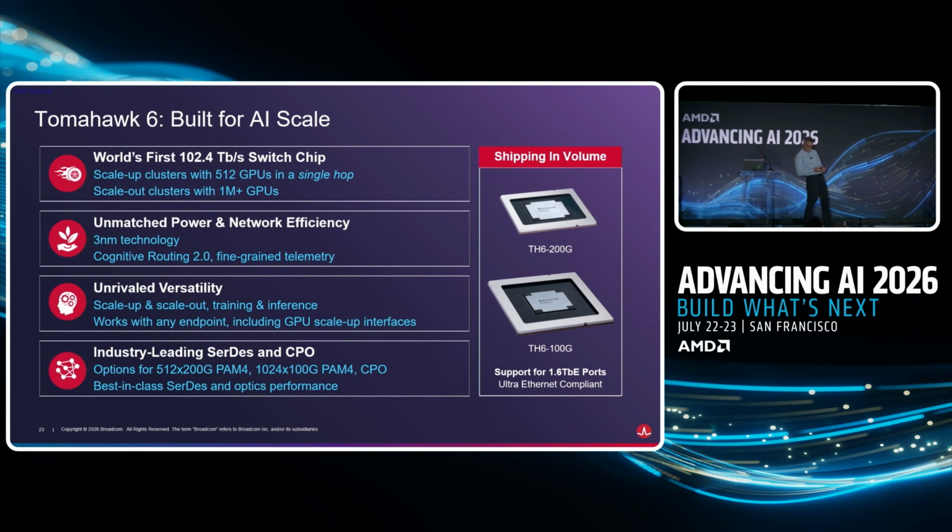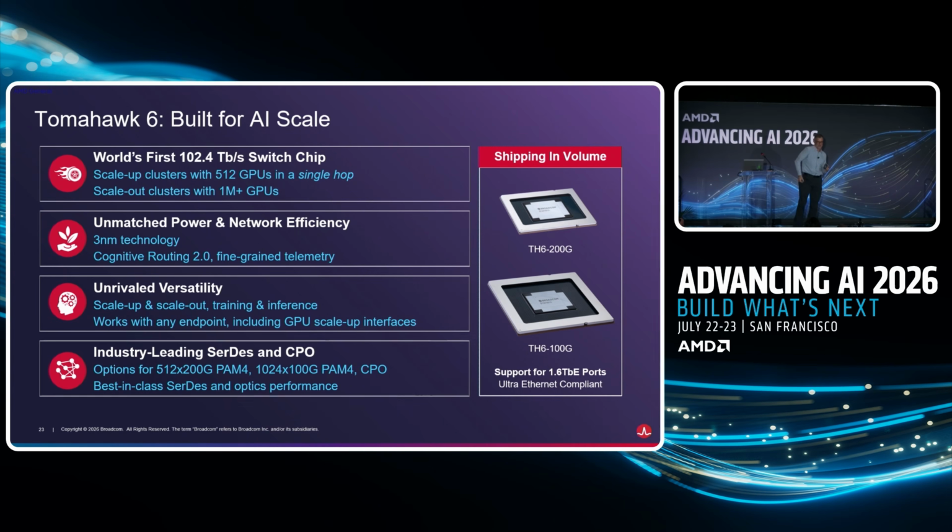In the interest of time, I'll go through this quickly. Okay, actually we got a little bit. So Tomahawk 6, I won't go through all the points here, but this is the world's first 102 terabit per second chip. And again, I like my props like Lisa does. So this is the Tomahawk 6 100 gig. This is, as far as I'm aware, the largest networking chip on the planet. It has 1,024 100 gig SerDes.